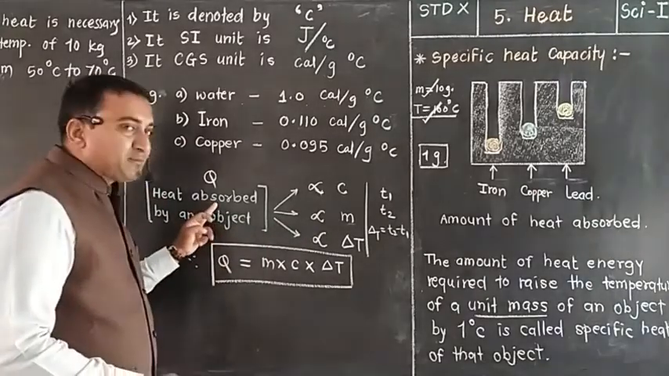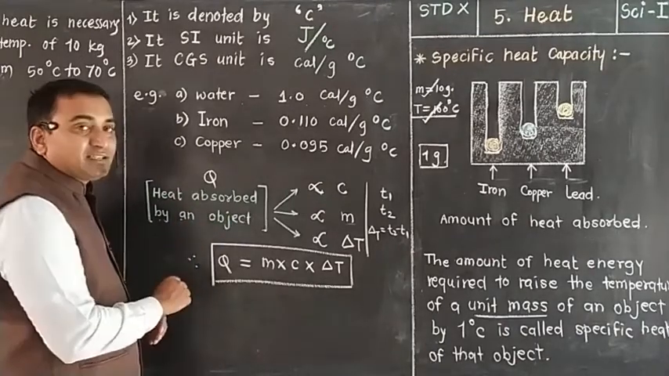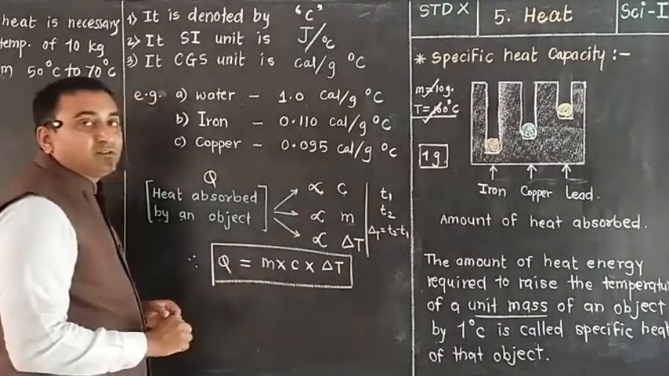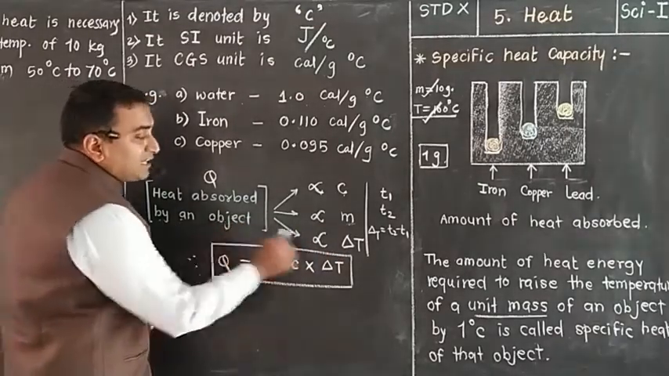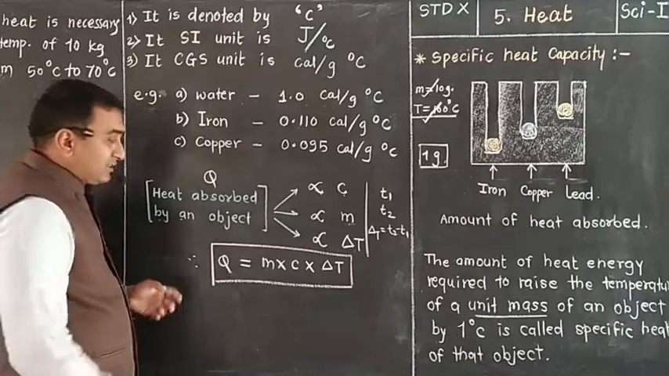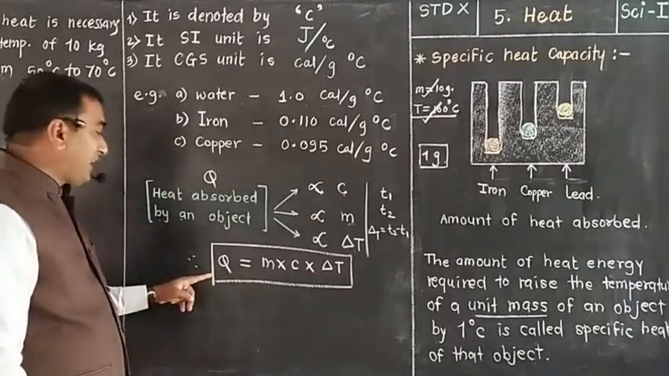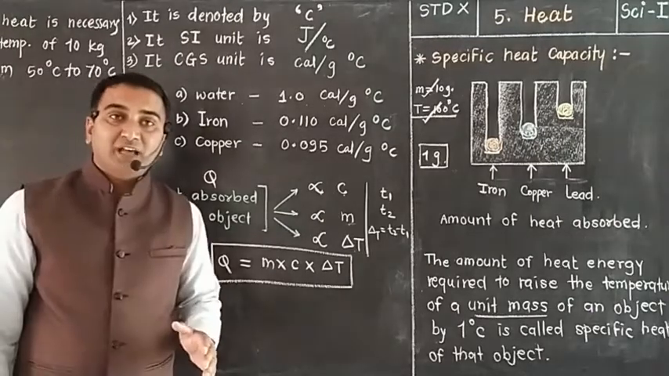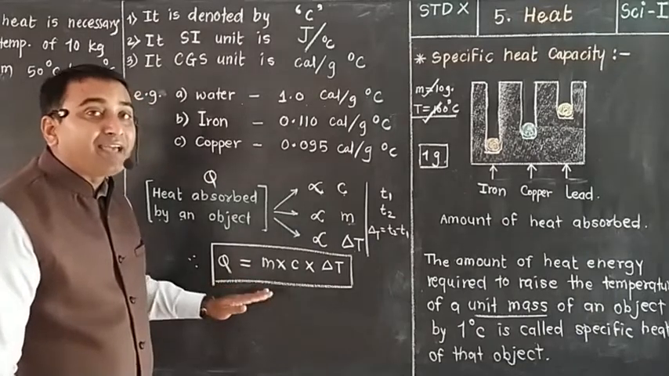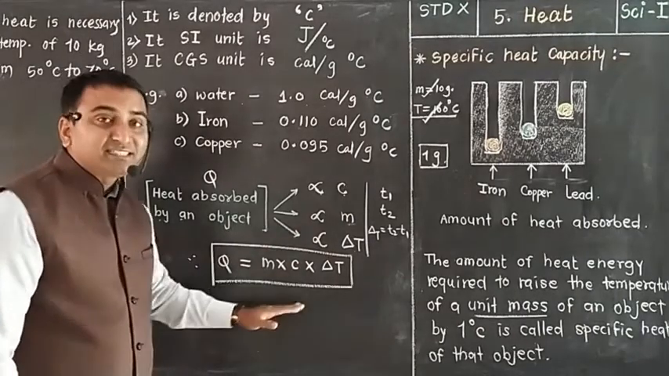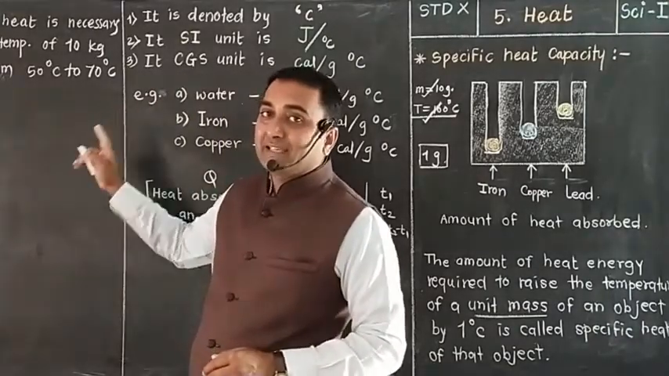So what is heat absorbed? That is also heat released. Heat released by an object is directly proportional to specific heat, directly proportional to the mass of the object, and directly proportional to the change in temperature. So the same formula we use for heat absorbed by an object, we should use for the heat released by an object. After discussing this, we go to the next point, that is, one example.